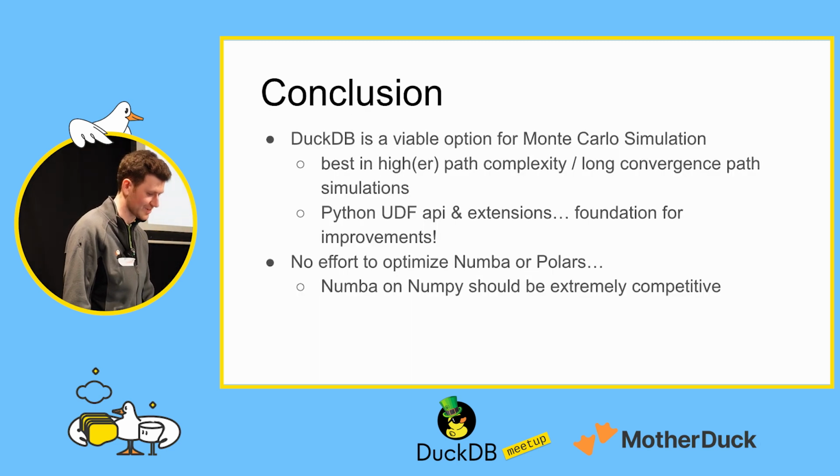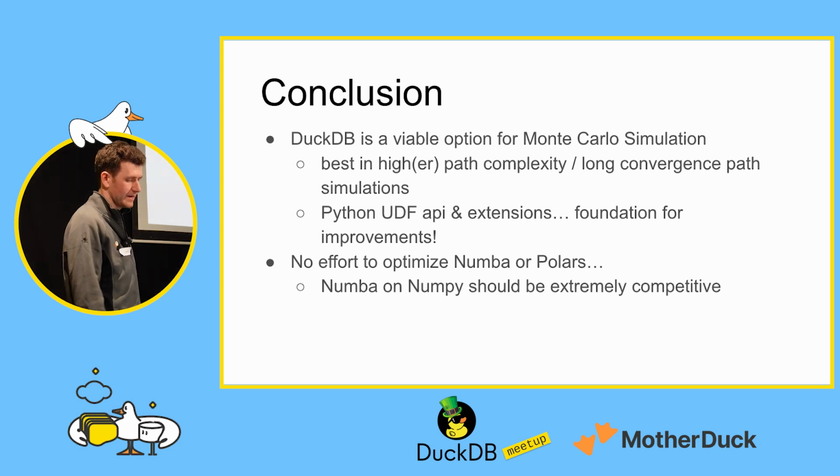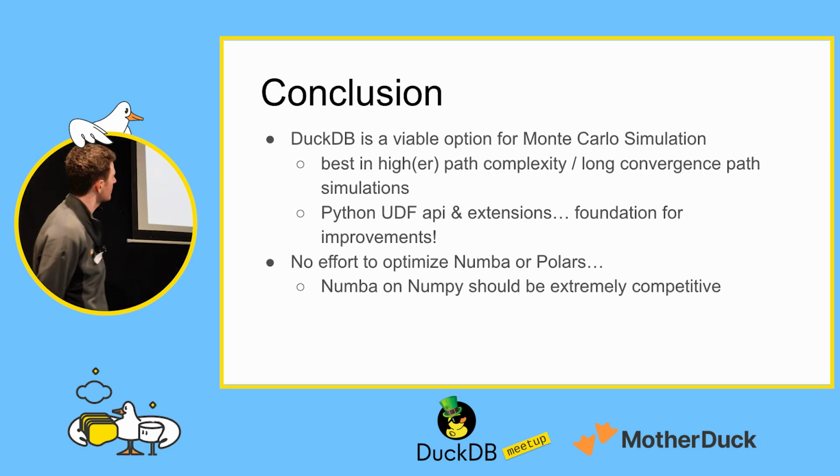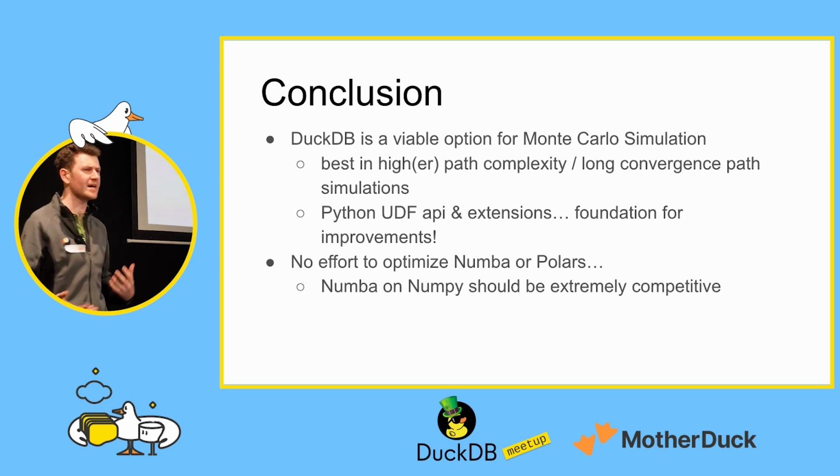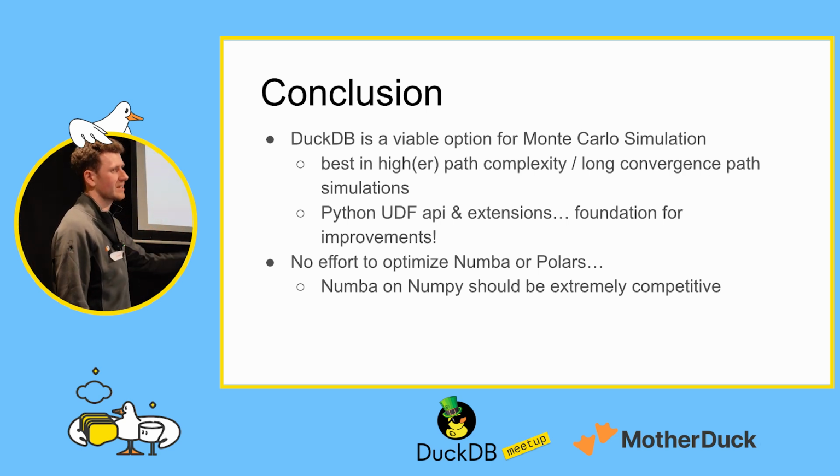So in conclusion, DuckDB is, woohoo, a viable option for Monte Carlo simulations, at least in my opinion. It is better in higher path complexity situations, like when we've seen these long time horizons. Something I haven't really talked about is that it's got this Python function API. So if you were running into issues where you want to use a Python function but can't because it's SQL, you kind of can. It might just be a little bit slower, and that comes back to the your-mileage-may-vary point. And this is a really important point because I don't want to be harsh.